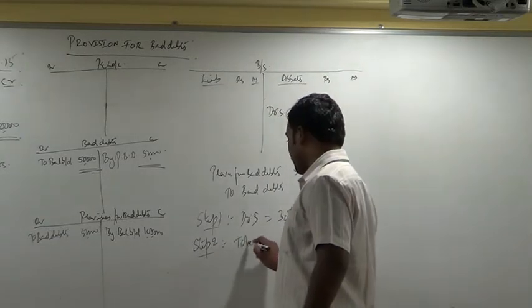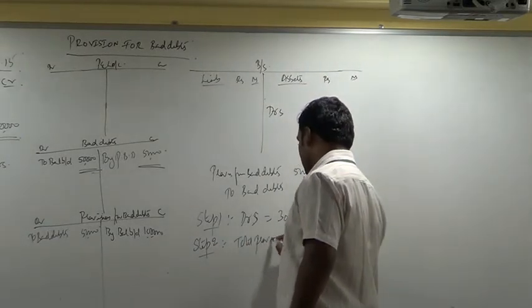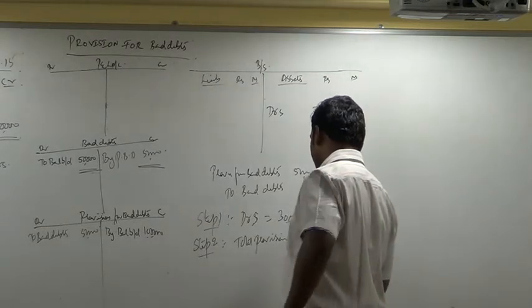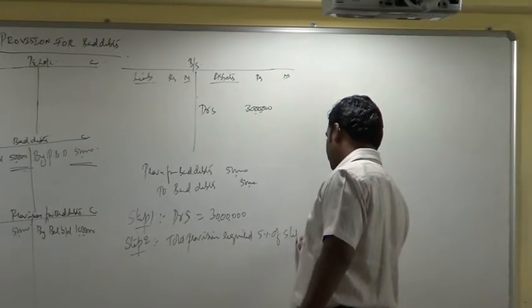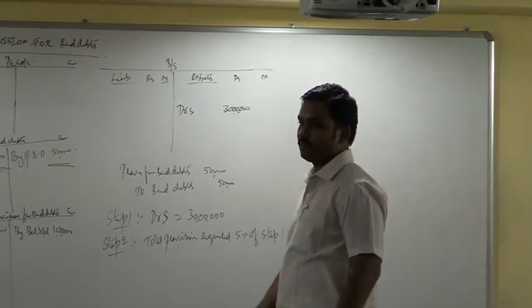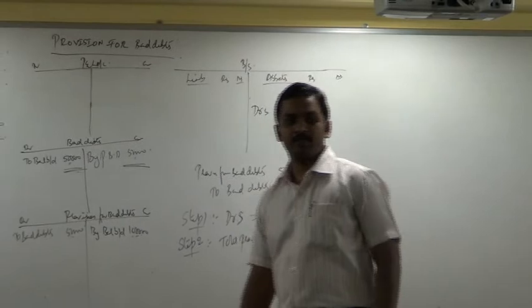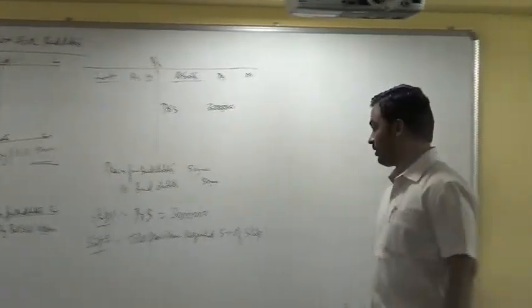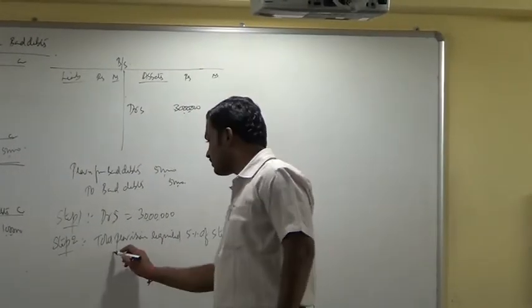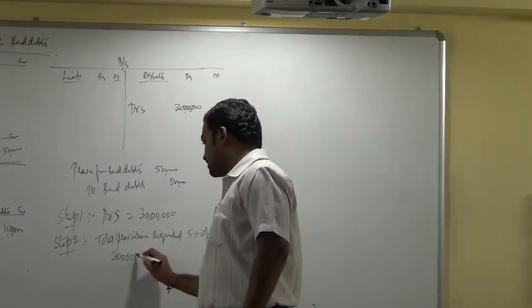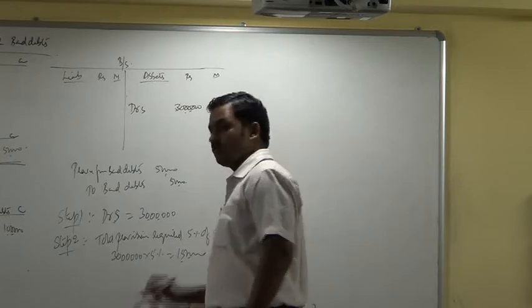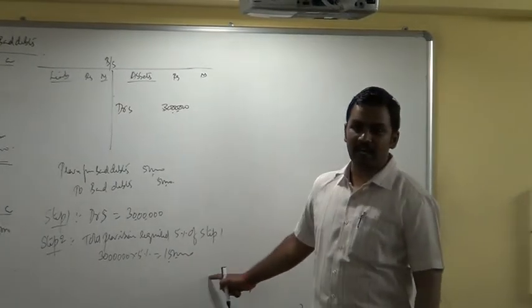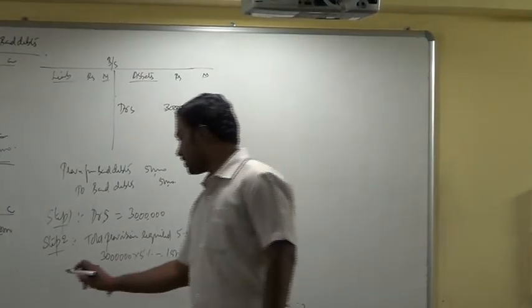Total provision required. 5% of step 1. 5% of 30 lakhs. 30 lakhs into 5%. How much is it? 1,50,000. So we want totally a provision of 1,50,000. Step 3.